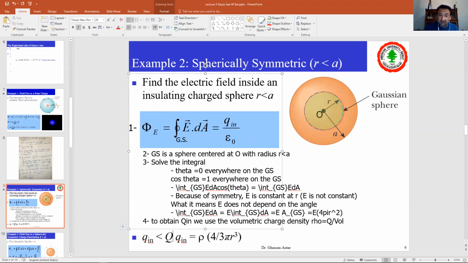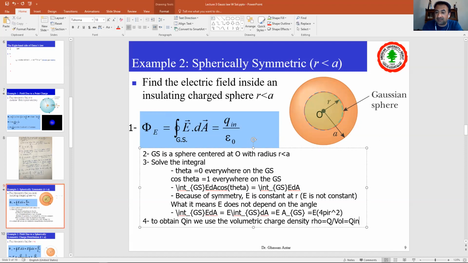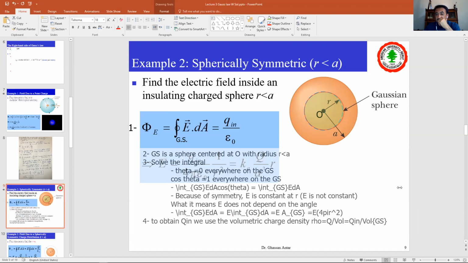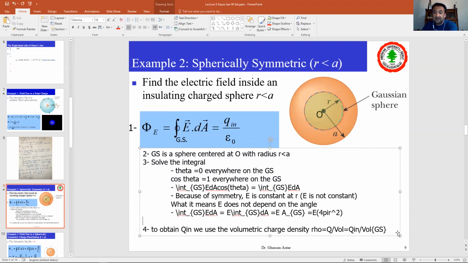Rho is equal to total Q divided by the total volume, or it can be the partial Q divided by the partial volume. So rho is equal to Qn, the Q inside the Gaussian surface, divided by the volume of my Gaussian surface. You understand this point? Okay. So now I can solve this issue. So what do I have?